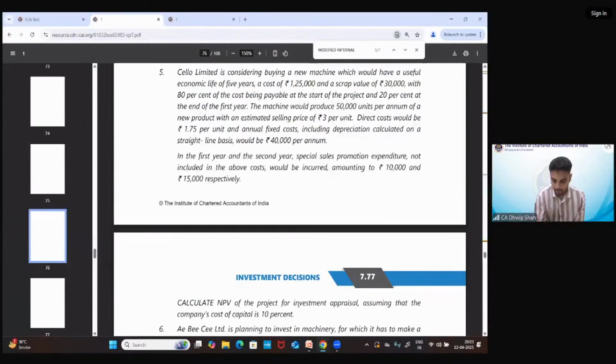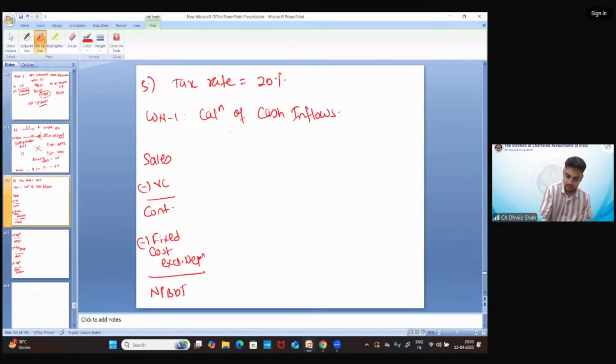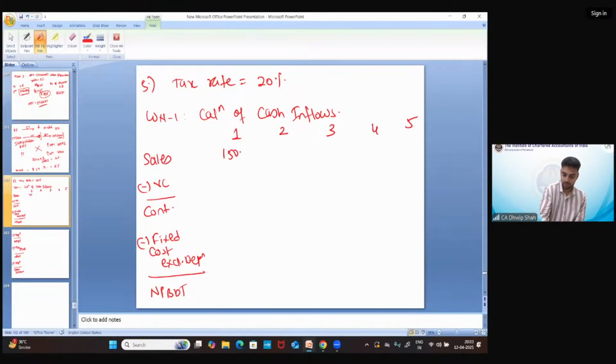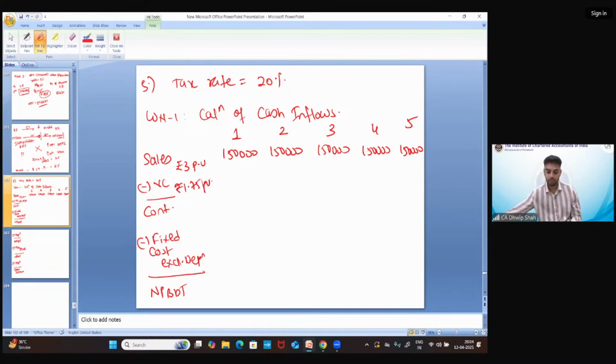So let's try to complete this table. And the life of the project is 5 years. So year 1, 2, 3, 4 and 5. ठीक है? So tell me, year 1 का sales कितना होगा? Can I say it would be 50,000 into 3? Yes or no? 50,000 into 3? 1,50,000. You can directly start with contribution as well. Variable cost, selling price is rupees 3 per unit, and this is rupees 1.75 per unit. So 50,000 into 1.75 is 87,500.